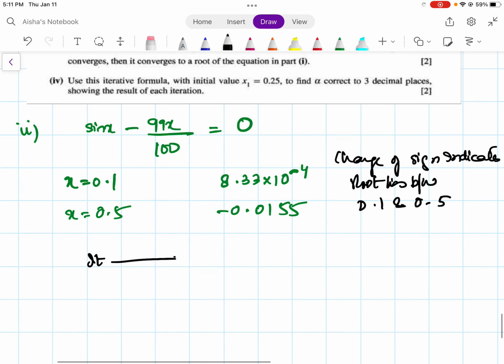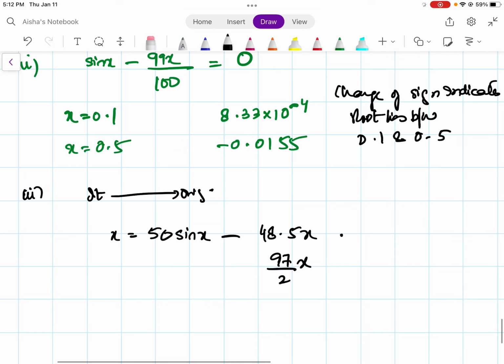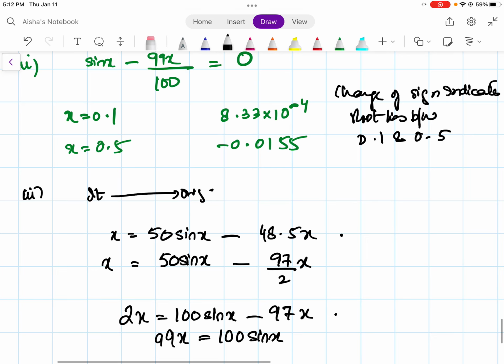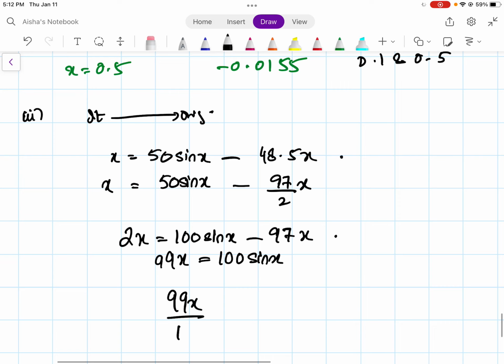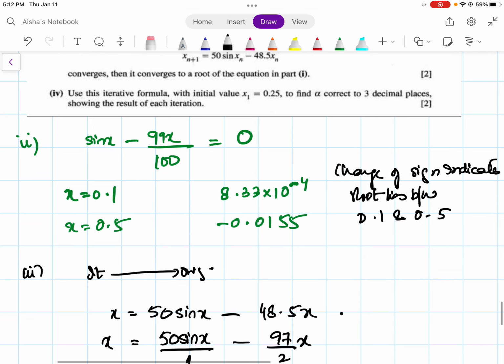Show that the sequence of values converges. It means we have to go from the iterative to the original formula. What is the iterative formula? x equals 50 sine x minus 48.5x. Write 48.5 as a fraction. I'll get 97 upon 2 x. So 2x equals 100 sine x. So 99x upon 100 is equal to sine x. Proven according to the original equation. Where did you get the 100? Because when you take the LCM, use this iterative formula.